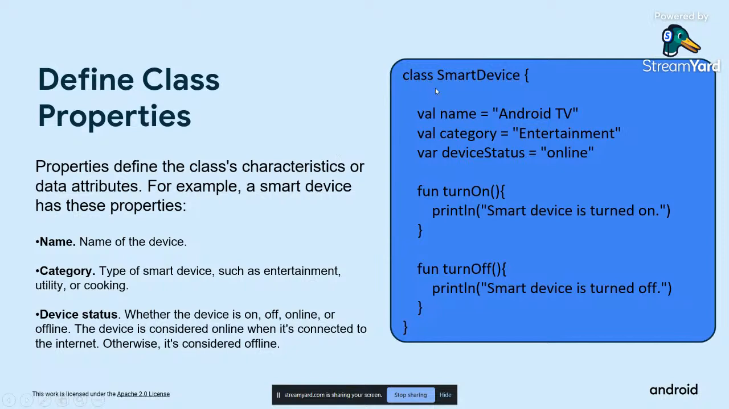So let's see what we have done here. In this class smart device, we have these methods turn on and turn off. And here we also have created properties of smart device. This is the first one, which is name, Android TV, category, entertainment, and device status is online. These are three basic properties we have created here. You can create whatever you want. We created this one just for example. So that's how we define properties in a class. I hope it's clear.